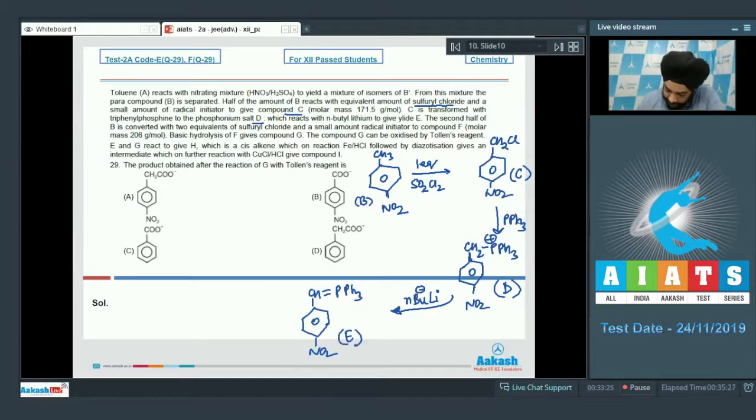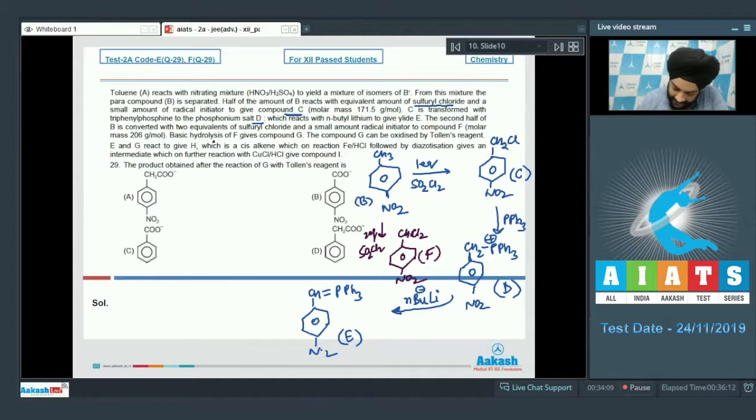This is E. Now students, it is further given to us that the second half of the B is converted with 2 equivalents of sulfuryl chloride. So we can start with the second half. It is allowed to react with 2 equivalents, students. So we can have the formation of this compound, CHCl2 with NO2. So this is with 2 equivalents of sulfuryl chloride. Okay, so this is the compound which is labeled as F, students.